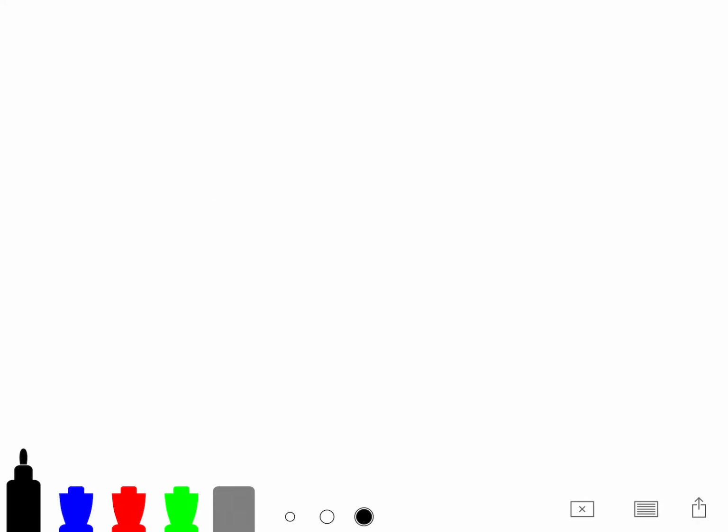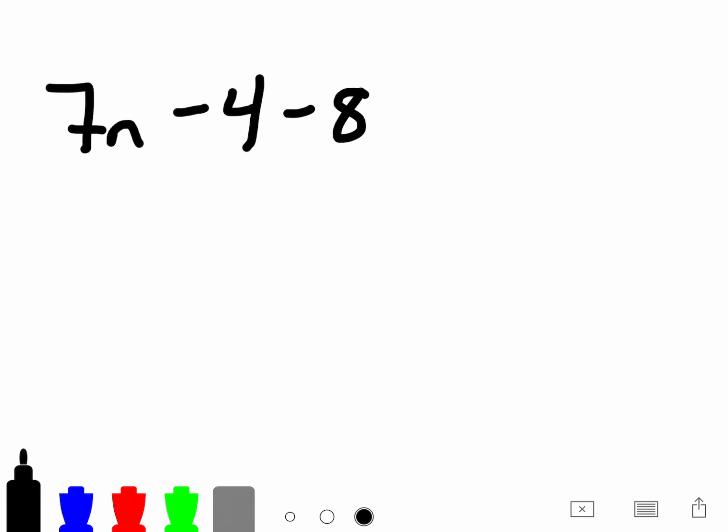So let's try something else. Let's say we've got 7n minus 4 minus 8. Well, that's not too bad, right? We can see that the 7n can't be combined with the minus 4 because they're not the same. But we can combine the minus 4 and the minus 8. Hopefully you can see that those are both numbers, and so we can combine those.